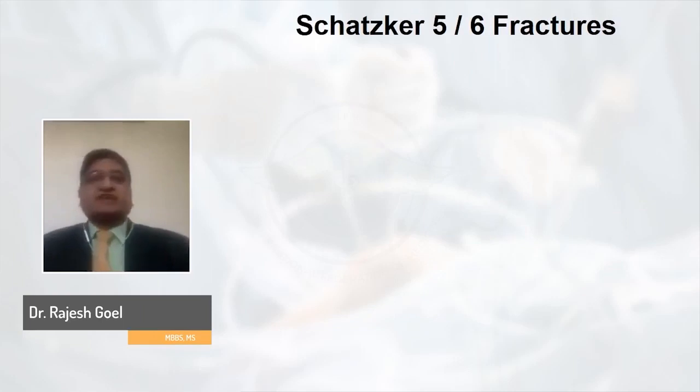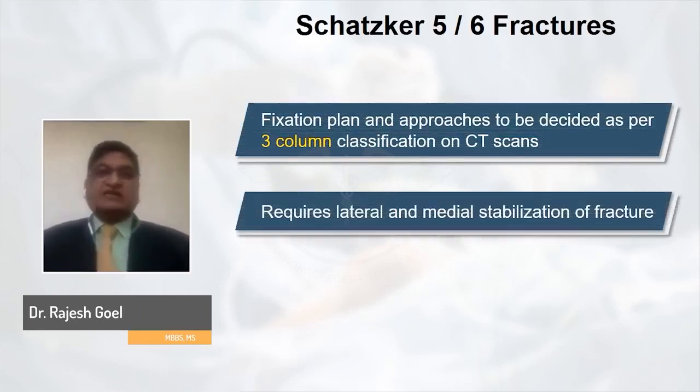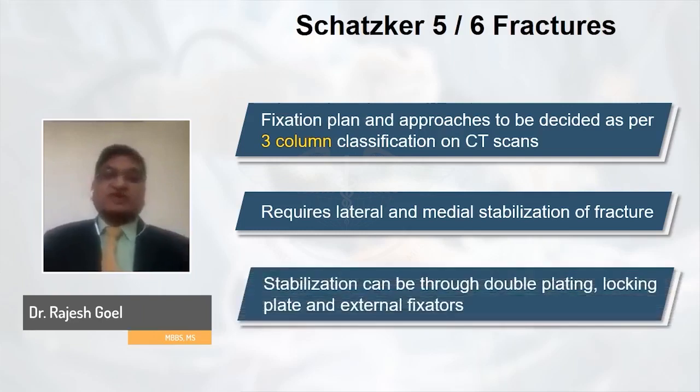Schatzker type 5 and 6. These are the most complicated fractures. In this case, the fixation plan and approach are to be decided as per the 3-column classification on the CT scan. And it requires lateral and medial stabilization of the fracture. This is an important thing. In Schatzker type 5 and type 6, you require medial as well as lateral stabilization. It will not hold if you go only for lateral stabilization or only medial stabilization. So stabilization can be done by double plating, by locking plate or external fixators.